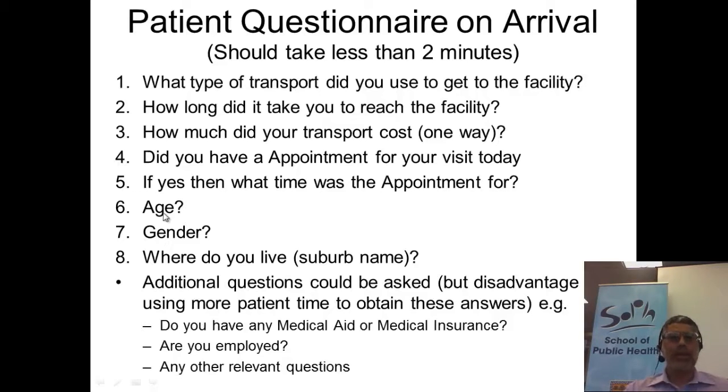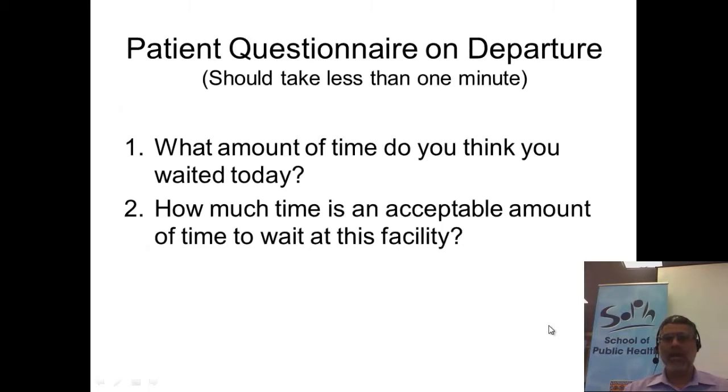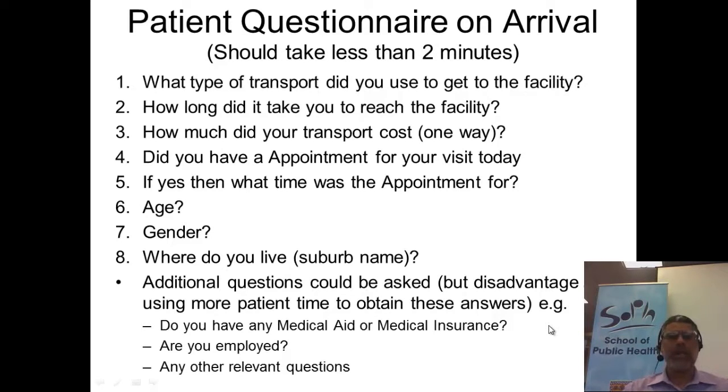You can collect the age and gender of the patient and where they live. Getting where they live allows you to determine the drainage population of the health facility. Then additional questions can be asked depending on what you are interested in. For example, are they on medical aid or medical insurance? And are they employed? Do they get a grant? What standard of school they managed to achieve, etc.